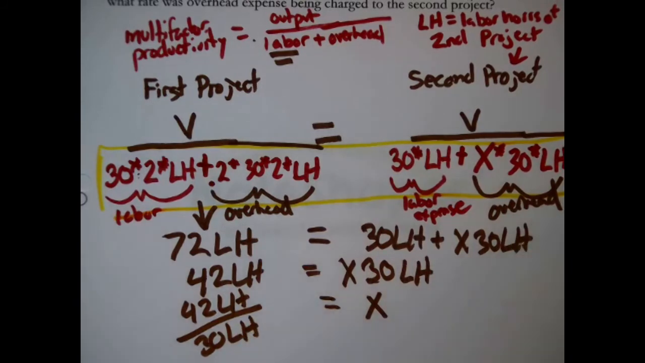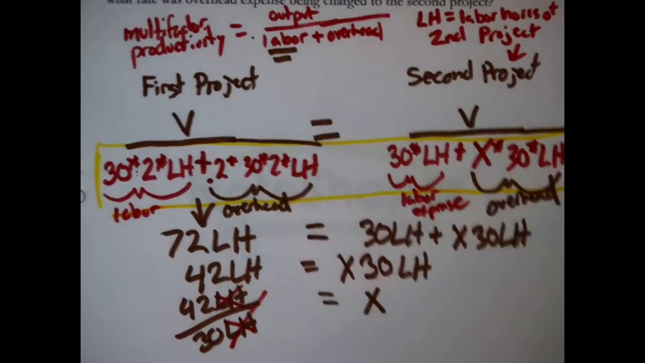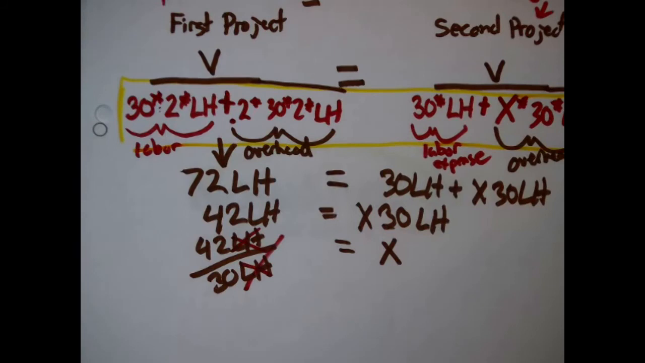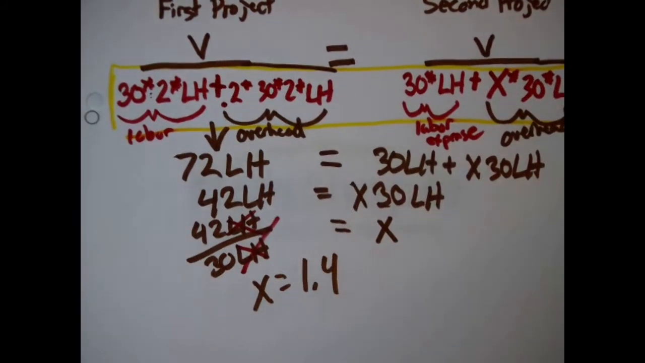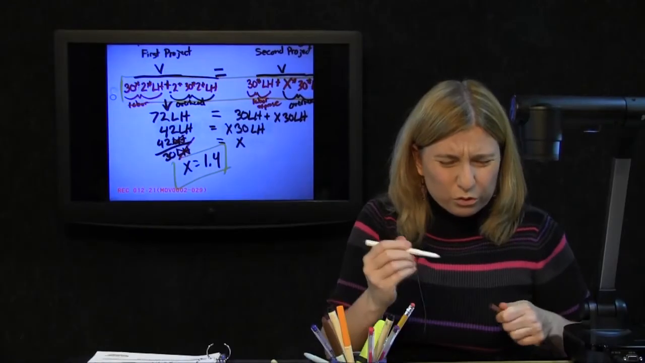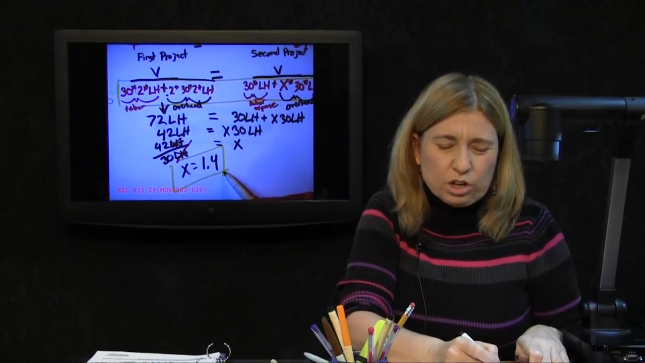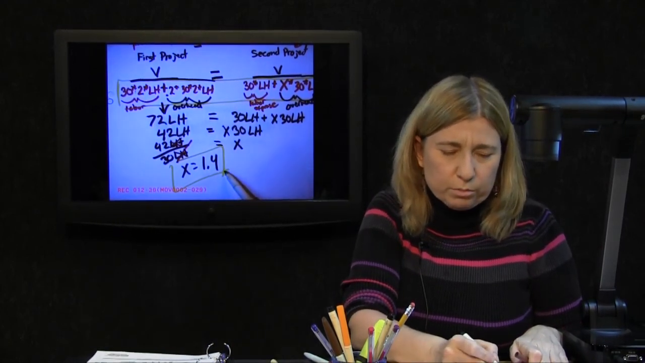Sweet! That means this mysterious LH cancels out, and X must be 42 divided by 30. I put that in my calculator, 42 divided by 30, and I get X equals 1.4. That's the answer to the problem, except, it's 1.4? What was the actual question? The actual question was, what was the rate at which overhead must be charged to the second project to get these two things to be considered the same in terms of multi-factor productivity?